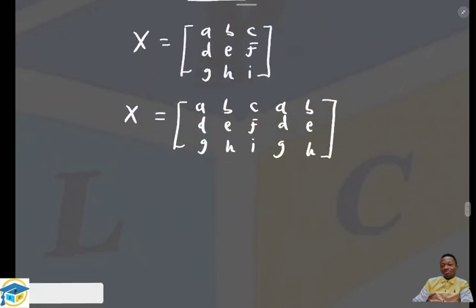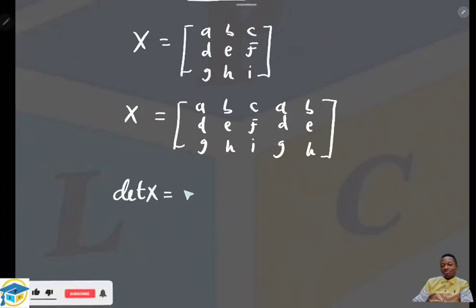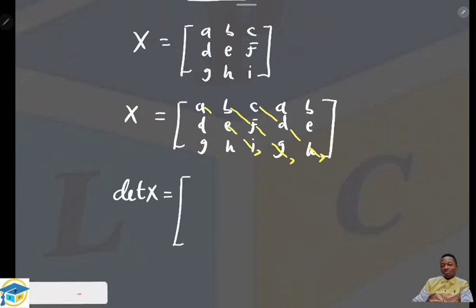So by using the product rule of finding the determinant with reference to the arrows, we will say that X should be equal to, this is what we're going to do. We'll have our arrows. So we have A, E, and I, and also B, F, and G. We also have C, D, and H. So that's going to be the 3 lines we're going to have as downward diagonals.